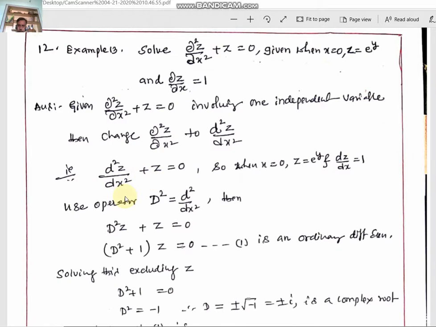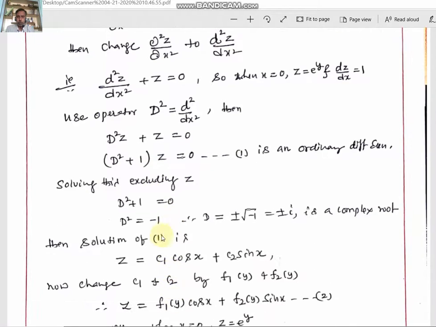So use the operator D, where D² = d²/dx². In this place we are writing D². So it becomes D²z + z = 0. Then solving the auxiliary equation, D² + 1 = 0. That gives the roots D = ±√(-1), that is, D = ±i. It is a complex or imaginary root.